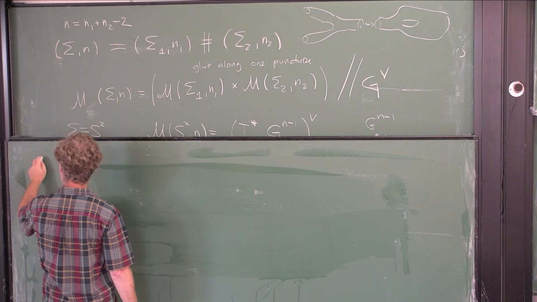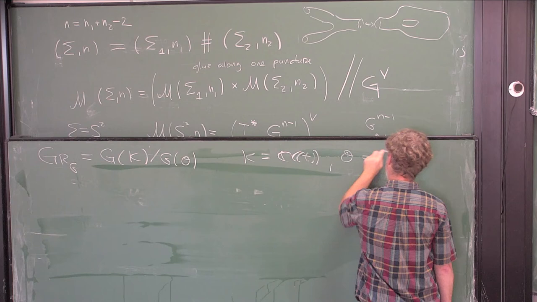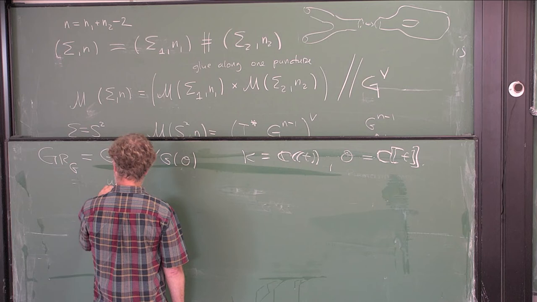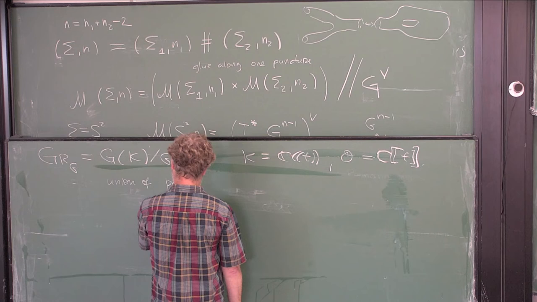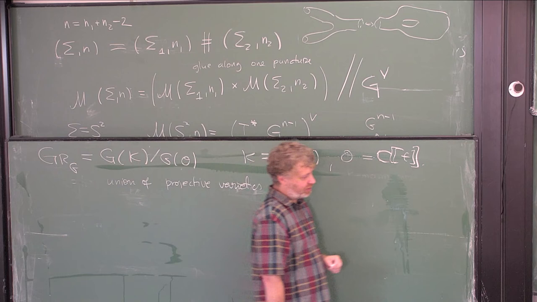This is also G(K) mod G(O), where K is the field of Laurent series and O is its ring of integers. This is an infinite dimensional space, but a relatively nice infinite dimensional space. It is a union, an inductive limit, of projective varieties. That allows you to talk about constructible sheaves on the space.